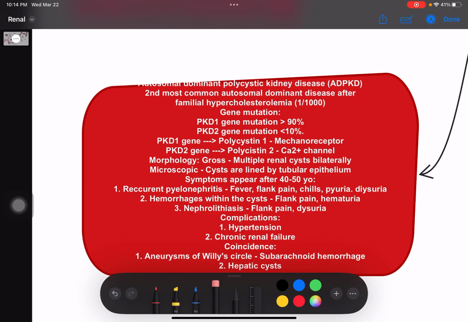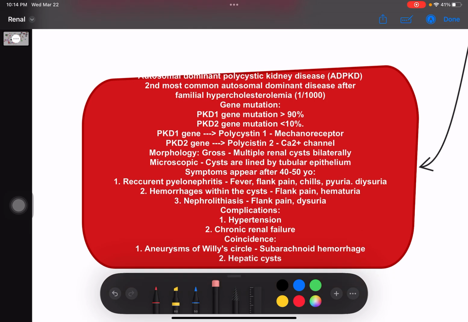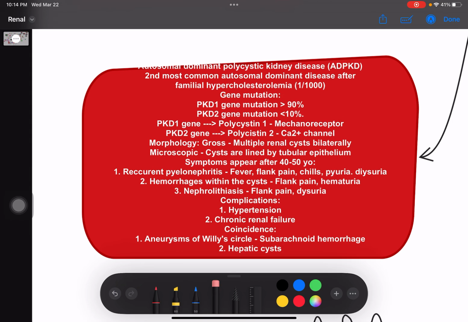Now the PKD1 gene is going to express polycystin 1, which is a mechanoreceptor, and the PKD2 gene is going to be characterized with the expression of polycystin 2, which is a regulator of the calcium channel. The morphology is characteristic with multiple renal cysts bilaterally, so both kidneys are involved, and microscopically cysts are lined by tubular epithelium, and they're usually filled with fluid, if I remember correctly.